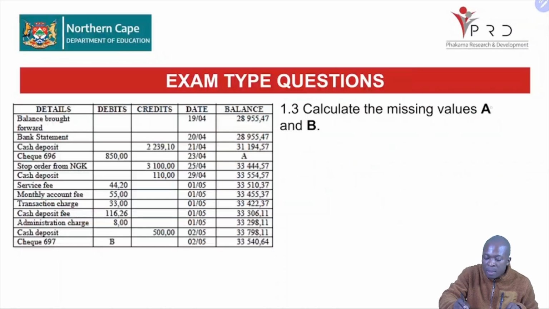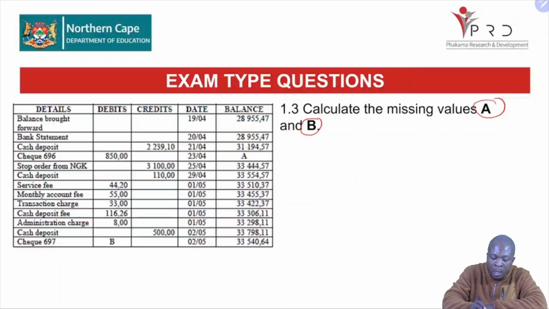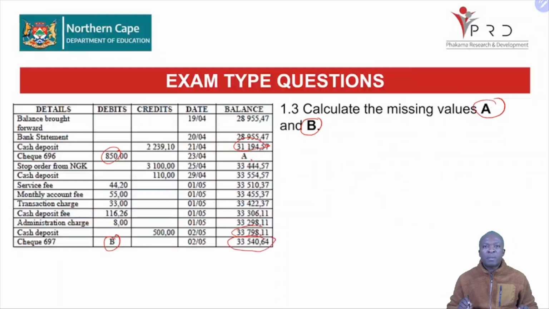You're supposed to find the missing value A and B. What is the missing value here? We had this money in the account. We did a certain transaction. So how much money is left? And then B, this is the money which was in the account. A certain transaction happened. But then after the transaction, we are left with only this money. So how much? So I'm giving you 5 minutes. Learners, let's go. 5 minutes, we come back.